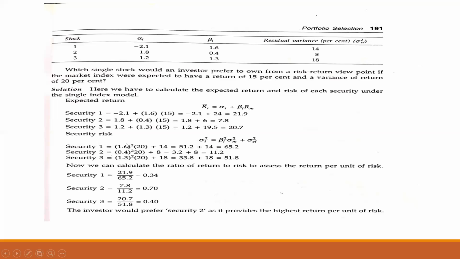So this is how you take a decision on which security to invest in by using the single index model. With that, we come to the end of our fourth module. There are other questions in the textbook related to this. You can work it out when you have time. I hope this much is clear.